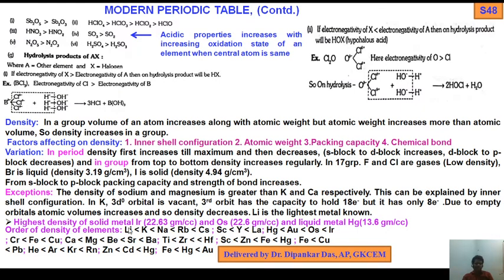Highest density of solid metals: iridium and osmium, and of liquid metal: mercury. Order of density of elements: lithium less than sodium. As you know, when you move down the group, density increases. So lithium less than potassium, less than sodium, less than rubidium, less than cesium. Similarly, calcium less than yttrium, lanthanide, mercury, gold, osmium, iridium, chromium, iron, copper, magnesium, beryllium, strontium, barium, titanium, zirconium, hafnium, scandium, zinc, iron, mercury, Fe less than copper. So these are the order of density.